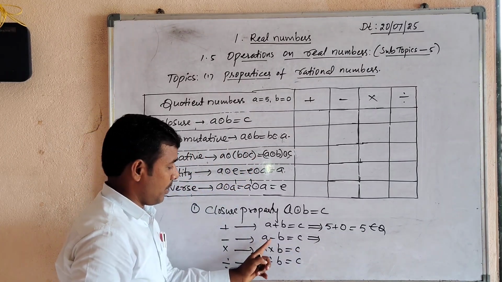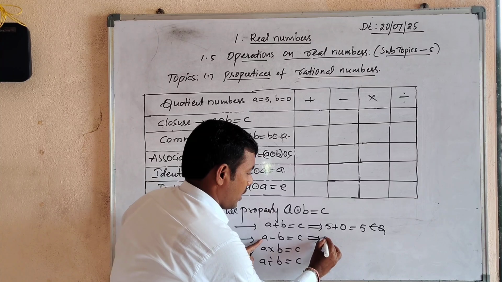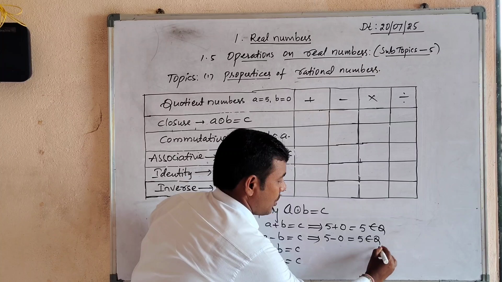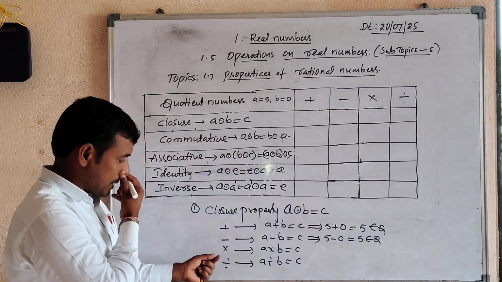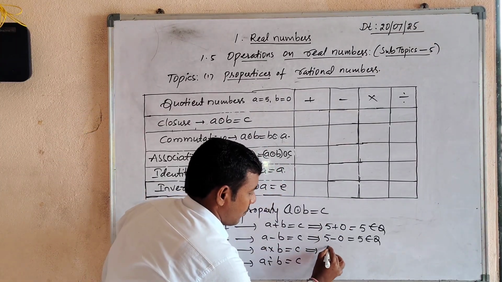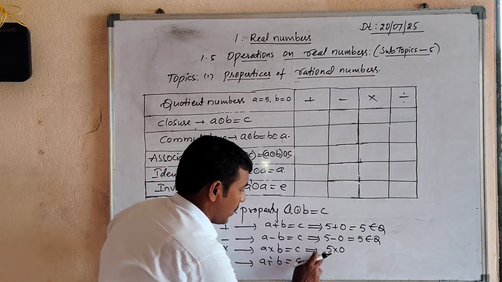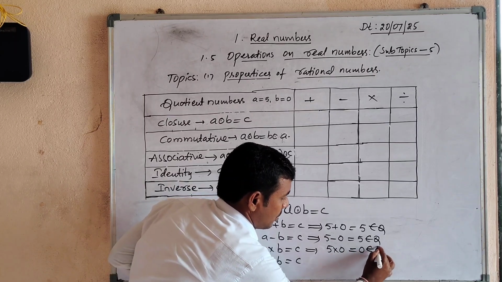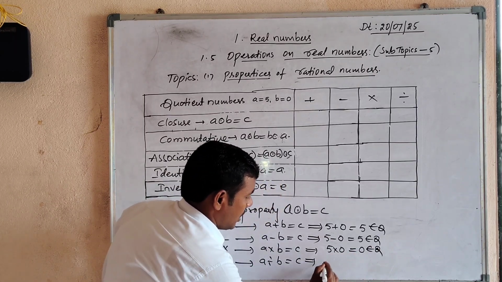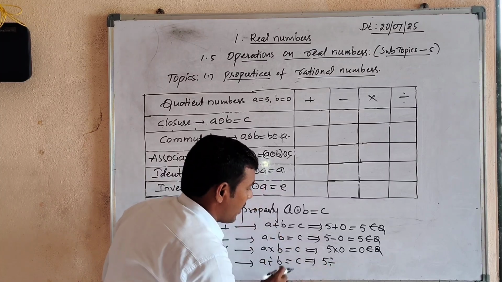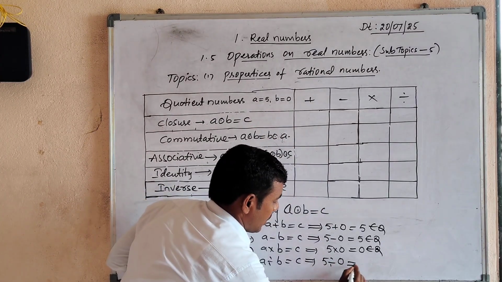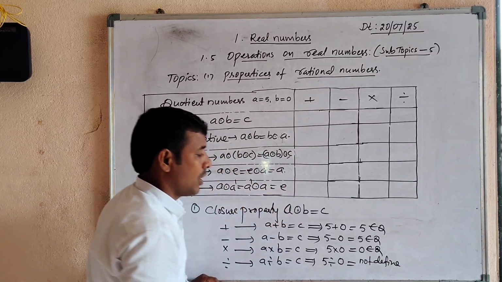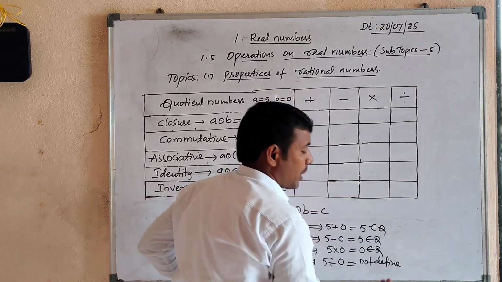Let us go with the minus concept. A minus B is 5 minus 0, and the result is 5, which belongs to Q, because it is also a rational number. Now the product: 5 into 0 is 0, which belongs to the rationals. Next, A divided by B is 5 divided by 0, which is not defined. That means there is no chance of getting a rational number.